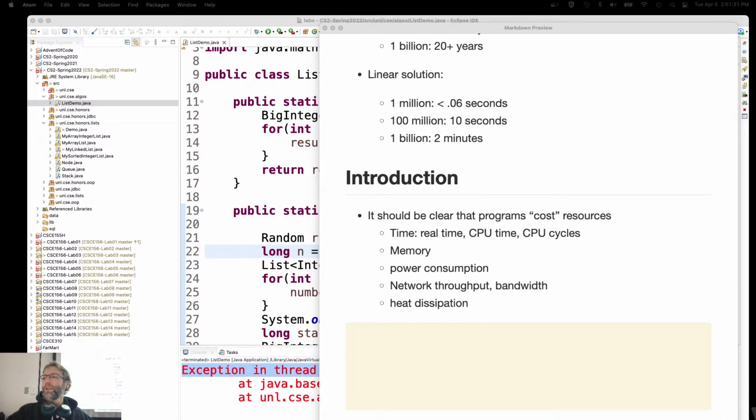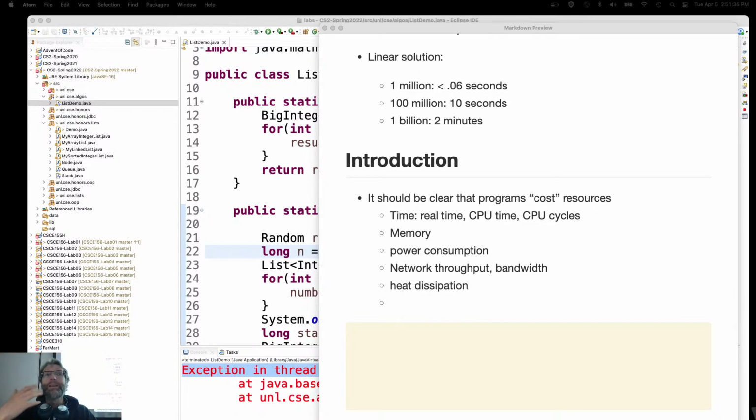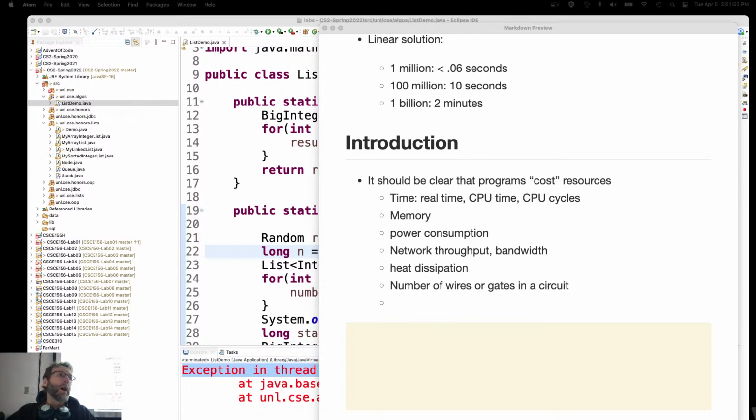All right, so heat, or more to the point, heat dissipation, would be a resource that you would have to expend. If you were talking about an embedded system, the number of wires or gates in a circuit. Another one that is not commonly thought of but should be is idleness, or utilization.